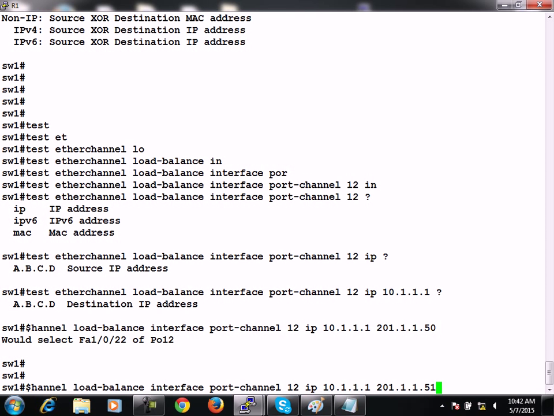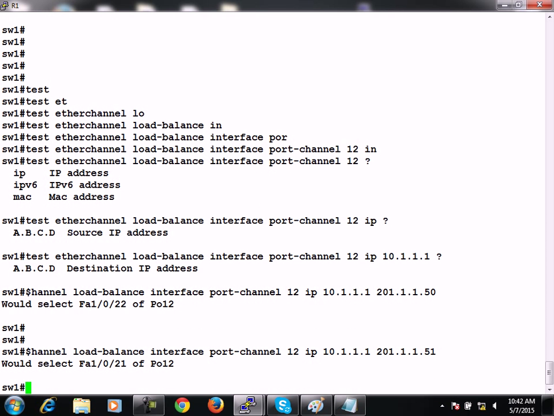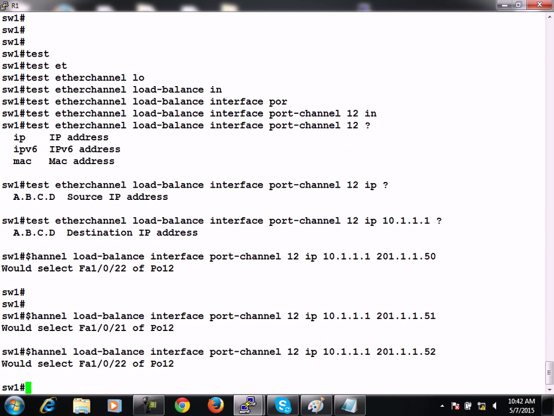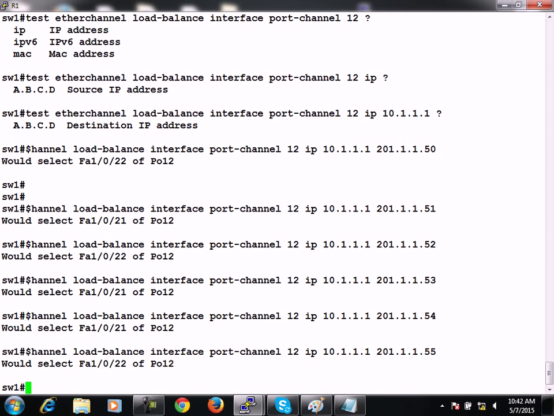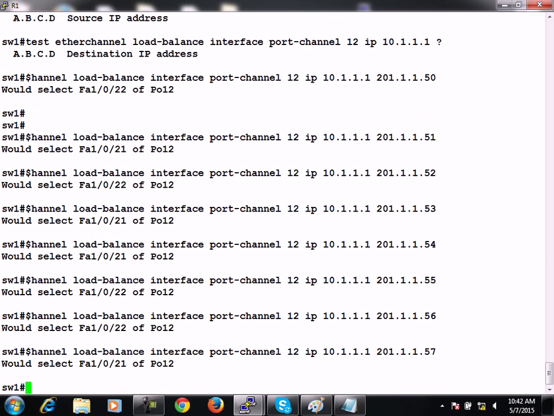And if your destination is 51, then it will go via 21. Then if it is 52, then 22, 53, 21, is it not? 54, 21, something like that, is it not? Because I aggregated only two links, it is performing load balancing in a ratio of 50-50. Have you understood it now? So in this way you can test this load balancing algorithm.